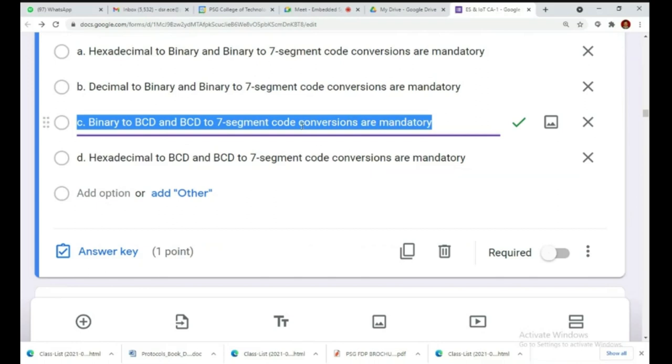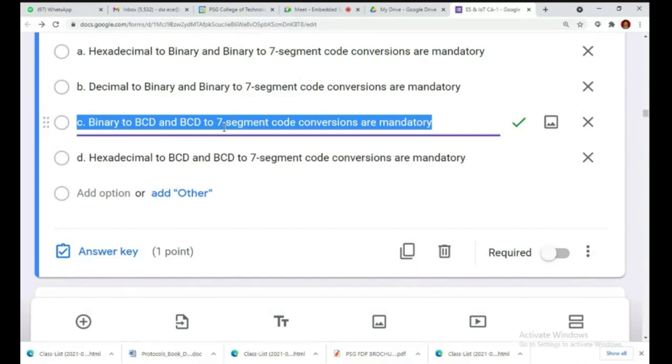C is the right answer for this question. If you have an LCD display, binary to BCD and BCD to ASCII. After converting into ASCII, if you give it to the LCD display, it will display the same character in the ASCII format on the screen.